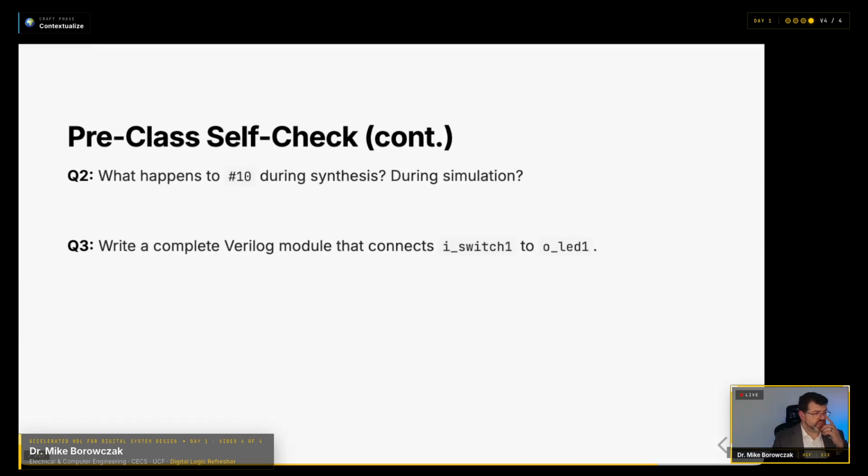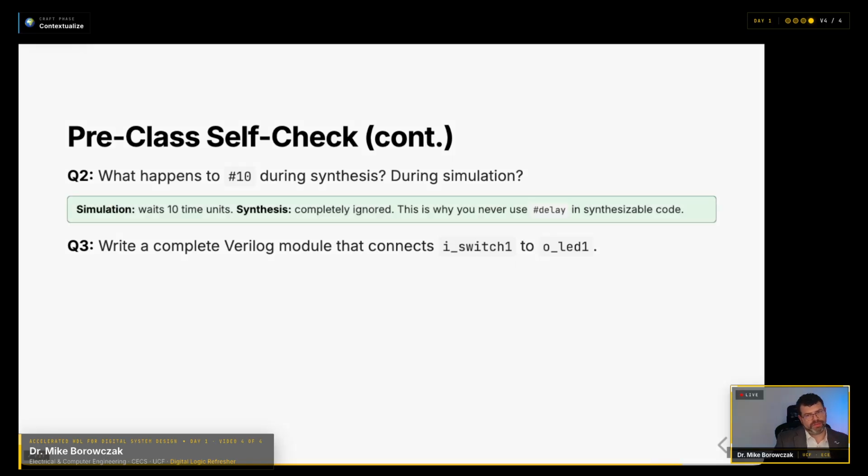All right, questions 2 and 3. And again, take a pause here after I've said them so that you can try to figure them out yourself. What happens to #10 during synthesis? What about during simulation? All right, can you write a complete Verilog module that connects switch 1 to LED 1? All right, pause the video, see if you can do these both.